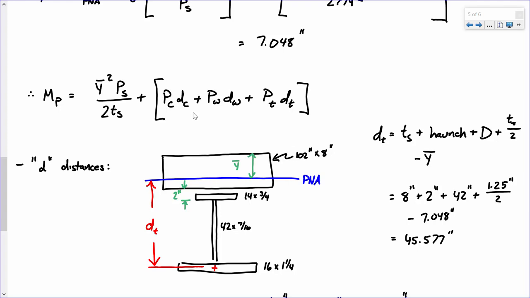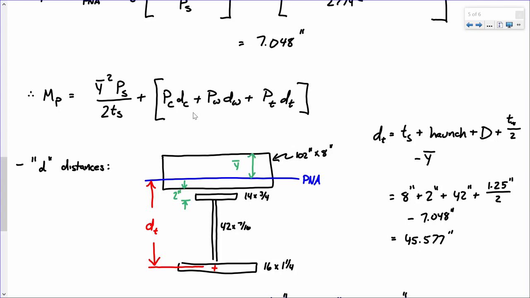Remember it? So think about that. Plastic neutral axis is in the slab. And what does that mean? It means everything above in compression equals everything below in tension. Okay? So this bottom flange, is it experiencing tension or compression? Tension. This web is experiencing tension. This top flange is experiencing tension.